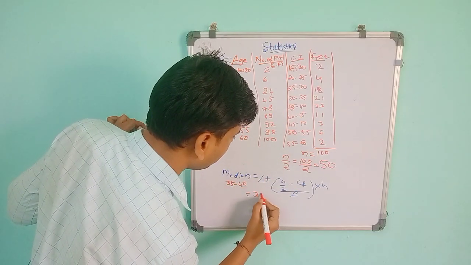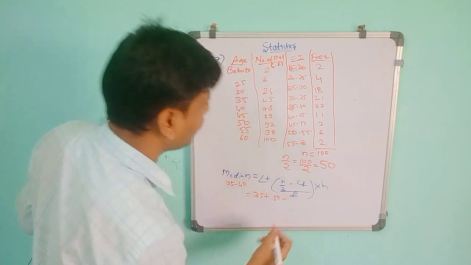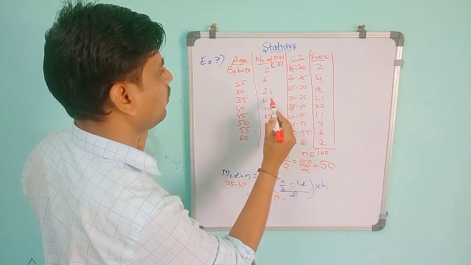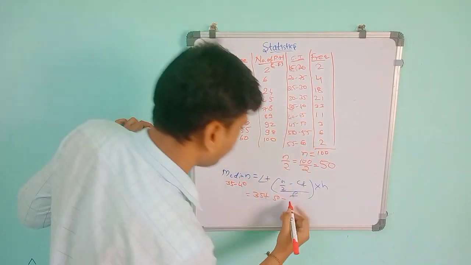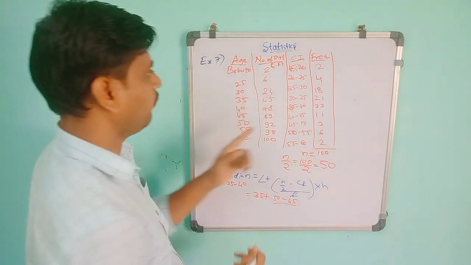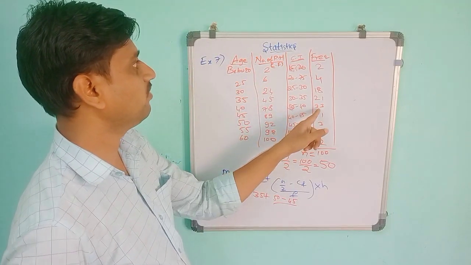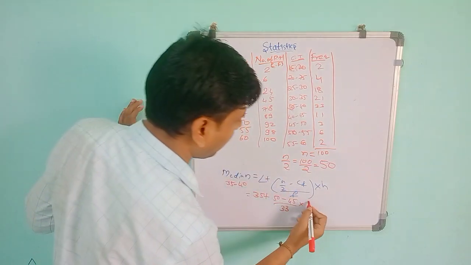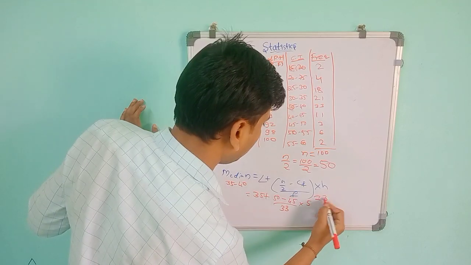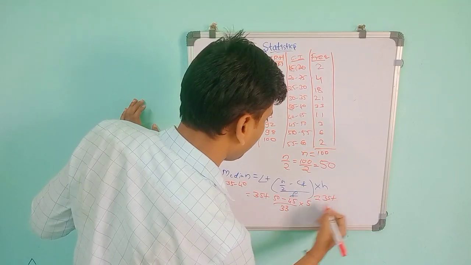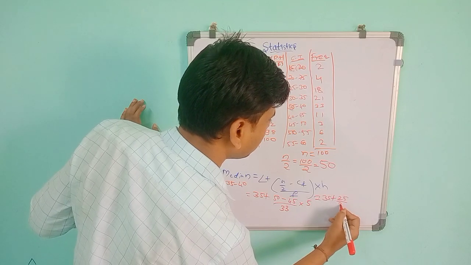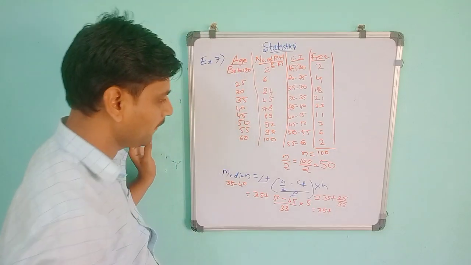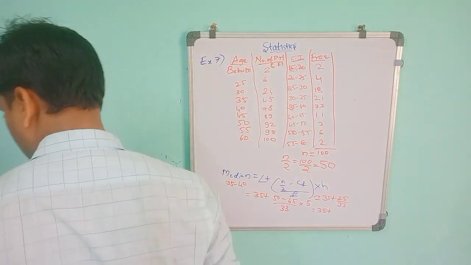The lower limit is 35. Then n by 2 is 50 minus the cumulative frequency of the preceding class, which is 45, divided by f, the frequency of the median class. The frequency of 35 to 40 is 33, into the class interval 5. So this gives 35 plus 50 minus 45, which is 5, 5 into 5 is 25, divided by 33.